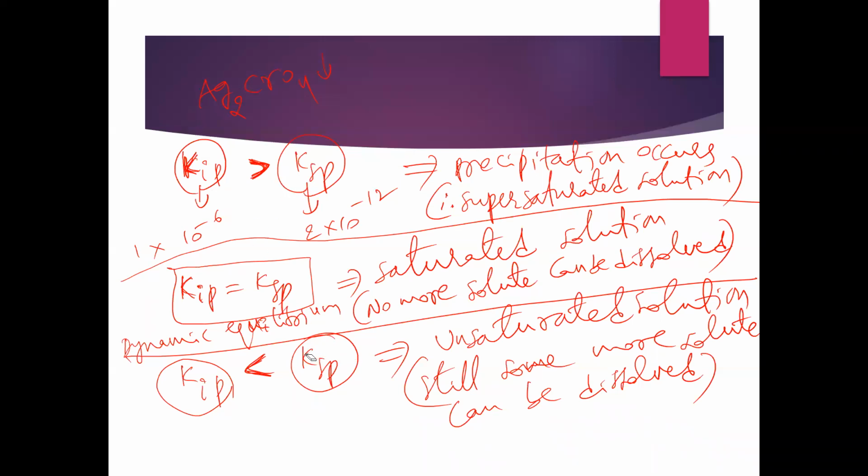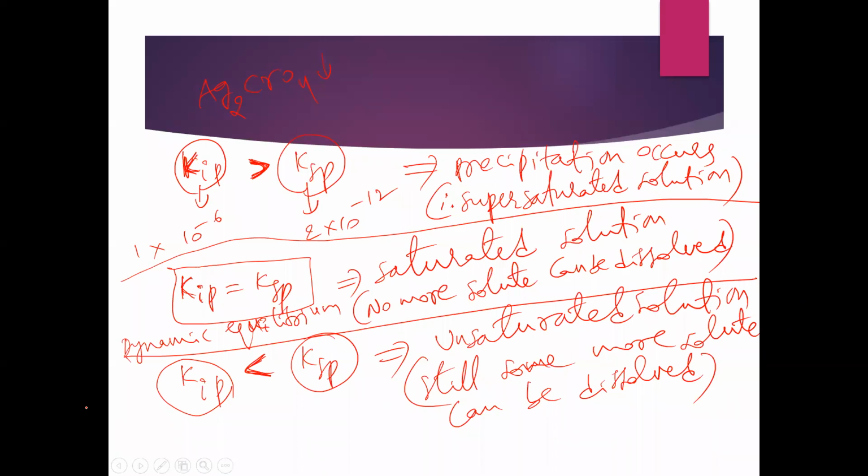Only one thing to remember: if the solubility product is greater than the ionic product, some more amount of solute can still be dissolved. If KSP is greater, solubility is greater. Still some more solute can be dissolved, which means an unsaturated solution is formed. Keep that point in mind. If the KSP value is greater, more solubility will be there, which means some more salt, some more amount of solid, can still be dissolved. Therefore, it is called an unsaturated solution.